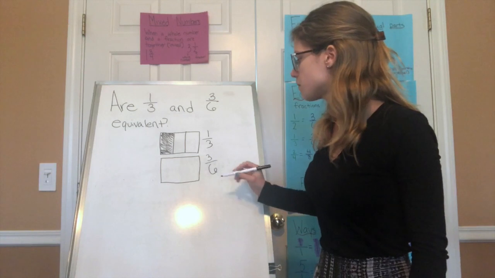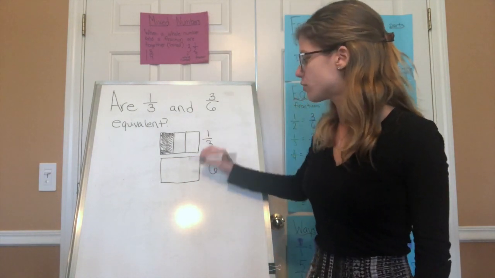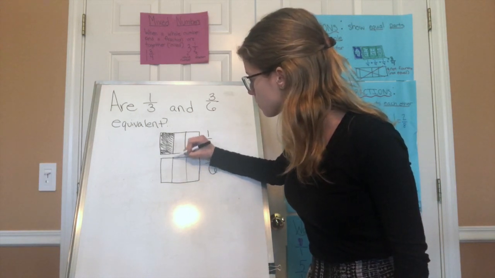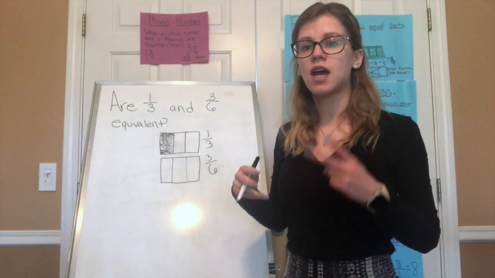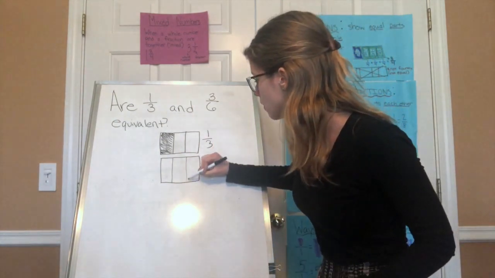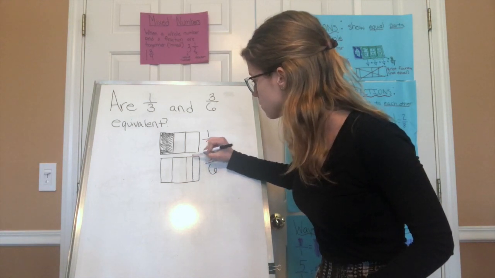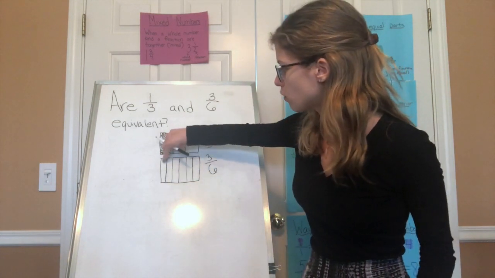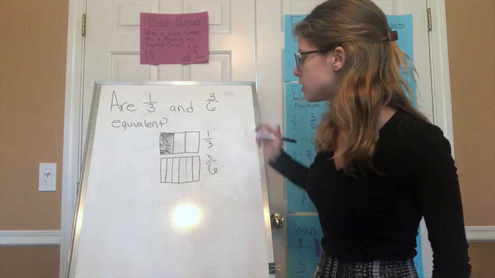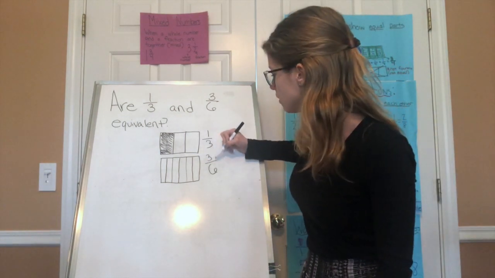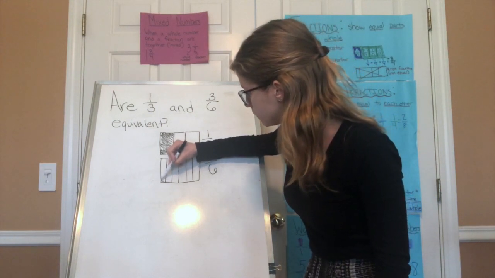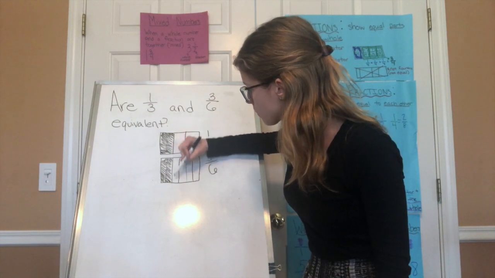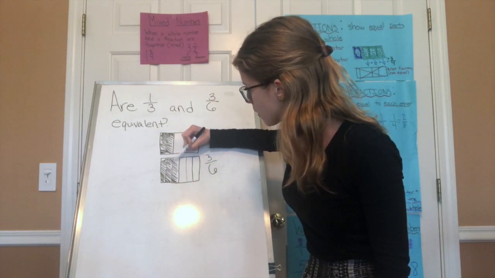Then for 3/6, I can also break it up into 3 parts first, and then 3 times 2 is 6, and then I would break it up by putting a line down the middle of each third to make 2 parts. So 1, 2, 3, 4, 5, 6 parts. And then I'm going to shade in 3 parts. So 1/6, now I have 2/6, and now I have 3/6.